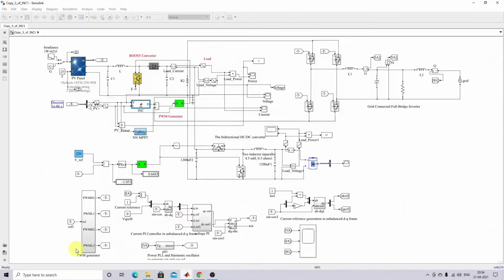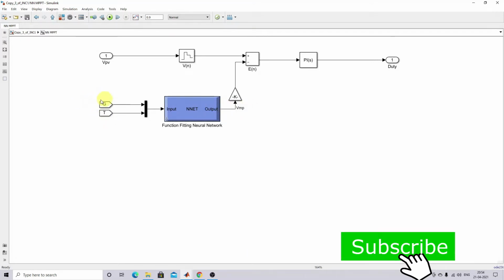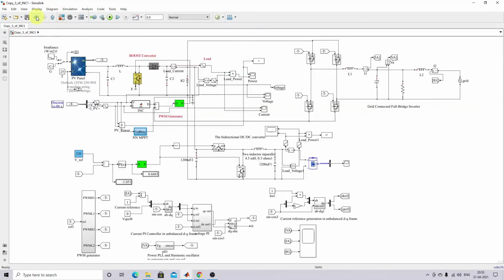So next one is neural network MPPT. Here, based upon irradiation and temperature, the neural network is trained by means of the output voltage of the PV panel. It should always provide the maximum voltage at the maximum power point based upon that irradiation and temperature. Then you have to measure the actual PV voltage. This PV voltage and the maximum point voltage from the neural network will be compared here, so you will get the error. That error is going to be processed via a PI controller. The PI controller processes this error signal and then provides the duty cycle for the next stage.